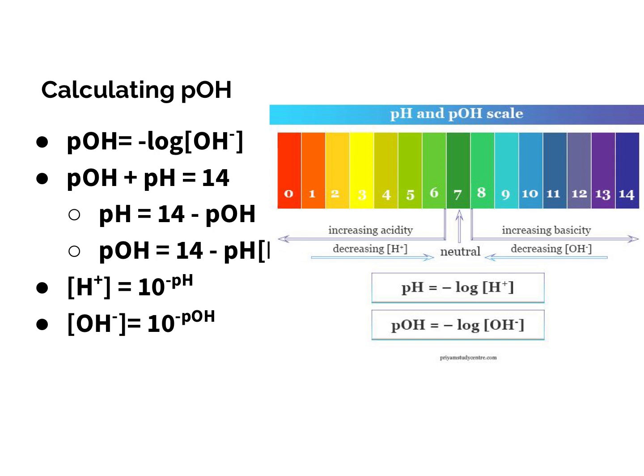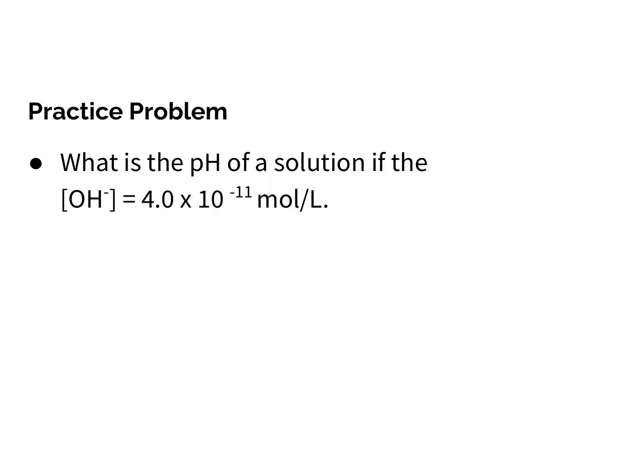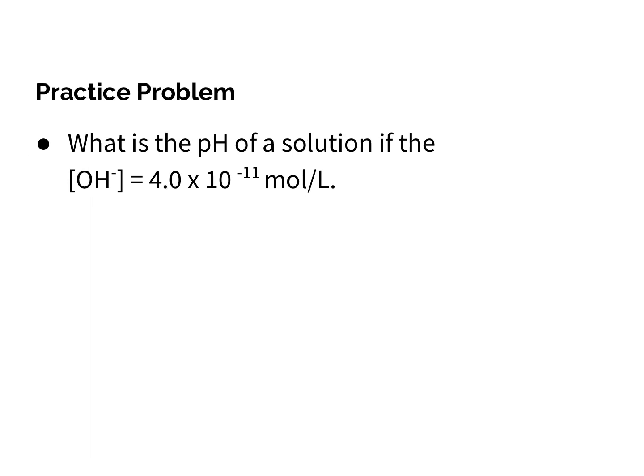And then finally, we can also calculate the concentration of the hydrogen ion or the hydroxide ion. To find hydrogen, it's just 10 to the negative pH, and hydroxide is 10 to the negative pOH. So pause the video and make sure you get all of these equations down in your notes. Okay, so we're going to use the equations on the previous page to help us solve these practice problems. So the first one is, what is the pH of a solution if the concentration of OH is 4.0 times 10 to the minus 11?